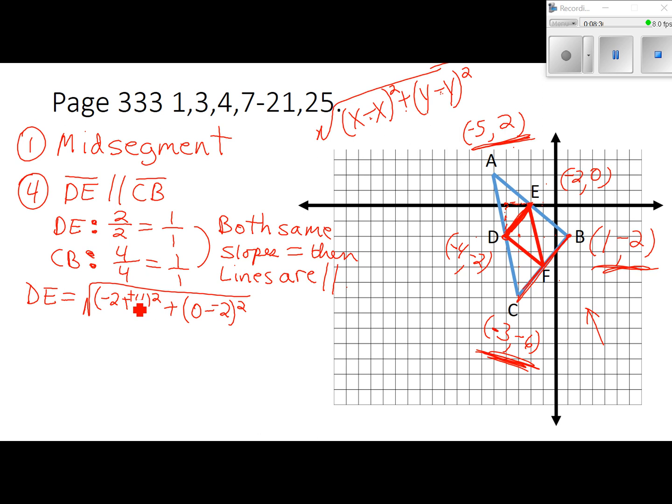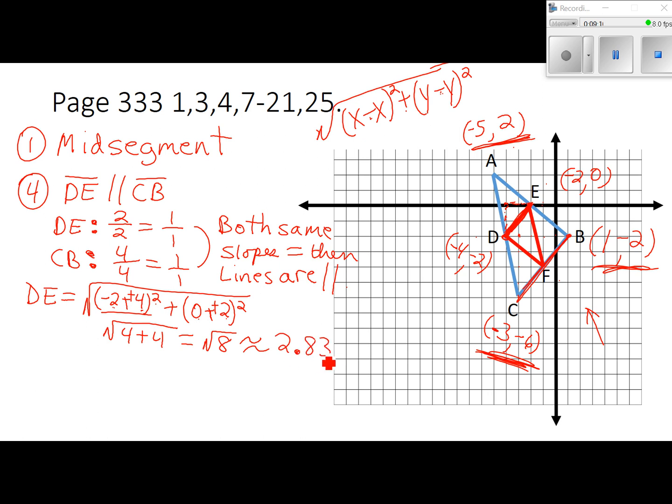Change these to plus whenever you have two minuses right next to each other, or a positive and a minus right next to each other. We do a little math. -2 plus 4 is 2. 2 squared is 4. So that first part here is just 4. 0 plus 2 is 2. 2 squared is 4. And we end up with the square root of 8. Take your calculator, find the square root of 8, and it comes out to be about 2.83.